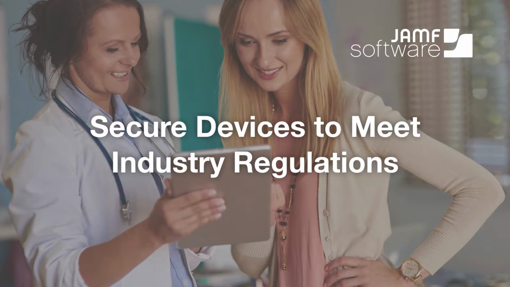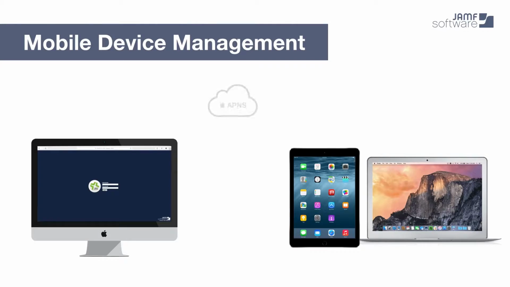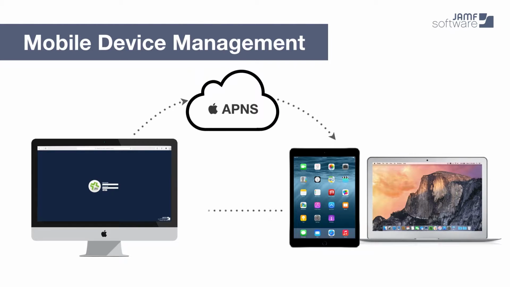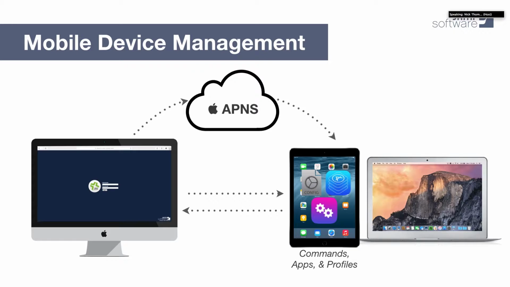All right, so how do we secure these devices to meet the industry regulations that are out there? Well, to learn about this, I want to touch on something called mobile device management, or MDM. Anytime that you have a device that's enrolled into the Casper Suite, it communicates to something called the Apple Push Notification Server, or APNS for short. Now, the APNS maintains a constant connection to your devices so you don't have to. In this case, the iPad here communicates back to our JSS, and it receives any sort of commands that we send it, any apps, or any profiles. That is the architecture that's known as MDM, or Mobile Device Management.